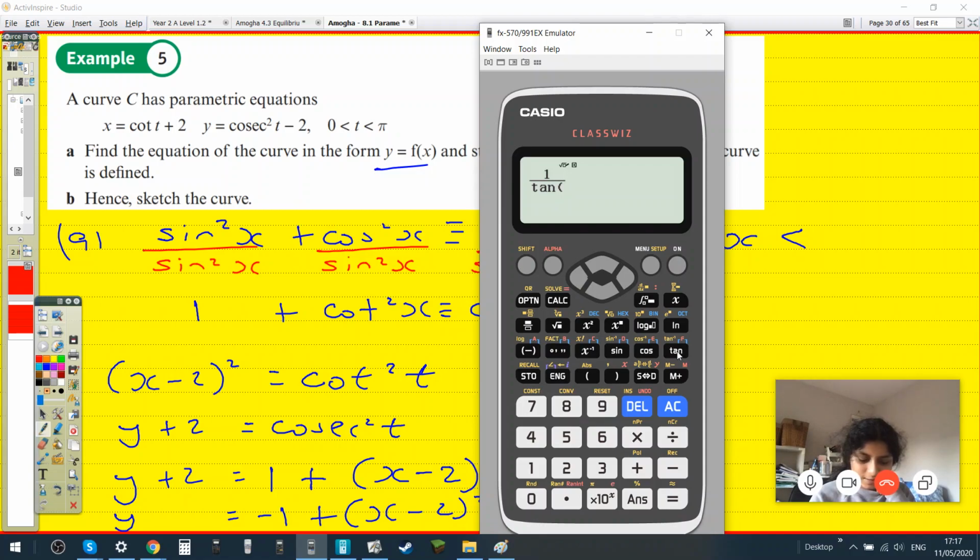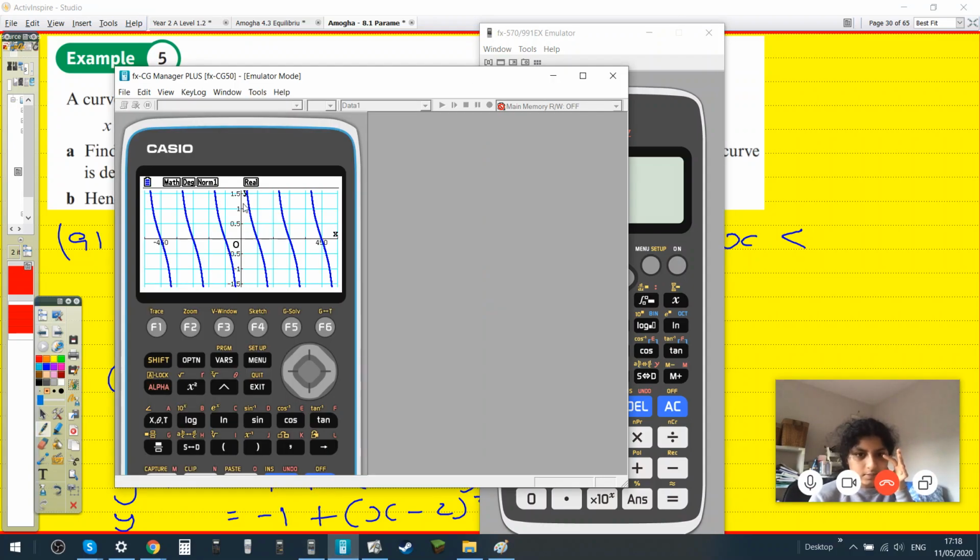So 1 over tan 0. Can't do it. Why not? Because tan 0 is 0. Yes, you're dividing by 0. Take a look at our graph.